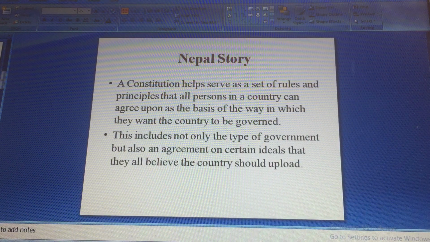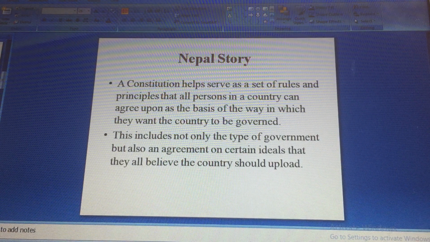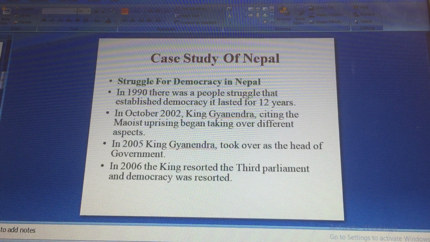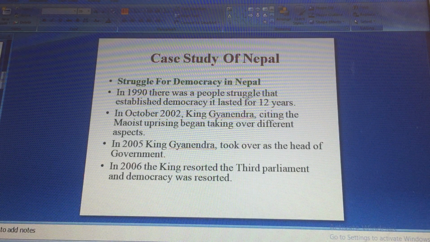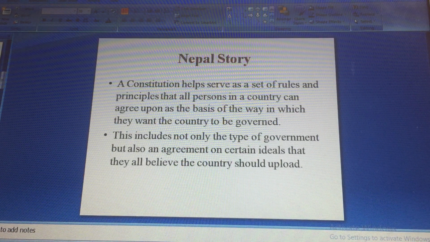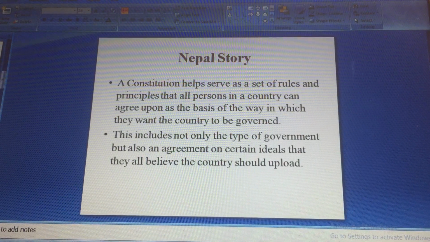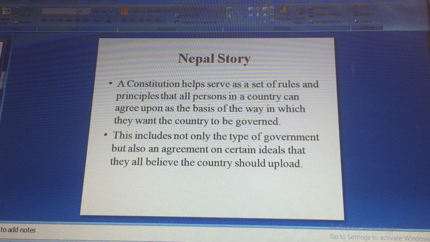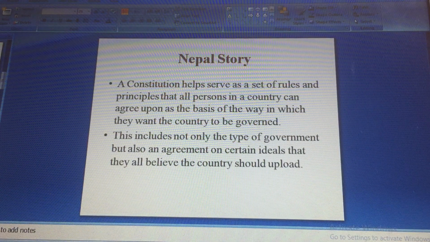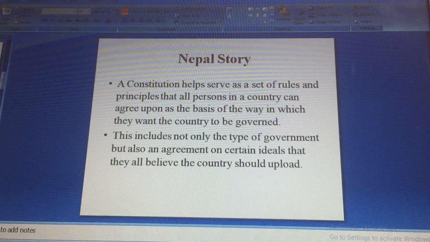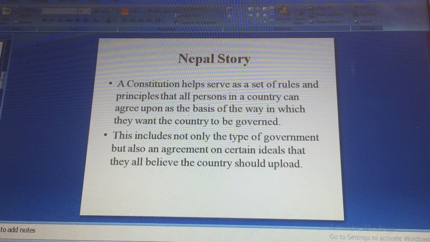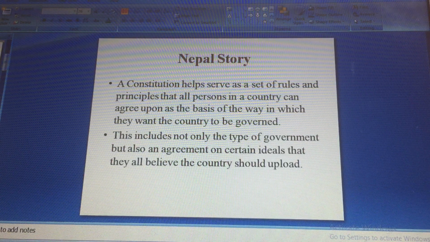Nepal's history. So in tomorrow's lecture, we'll do a brief case study of Nepal: how Nepal was a monarchy and then became democratic, and then again monarchy and democracy, and how they already had a constitution but started writing a new constitution. That we will study tomorrow, and for what we did today, let's do a recap.